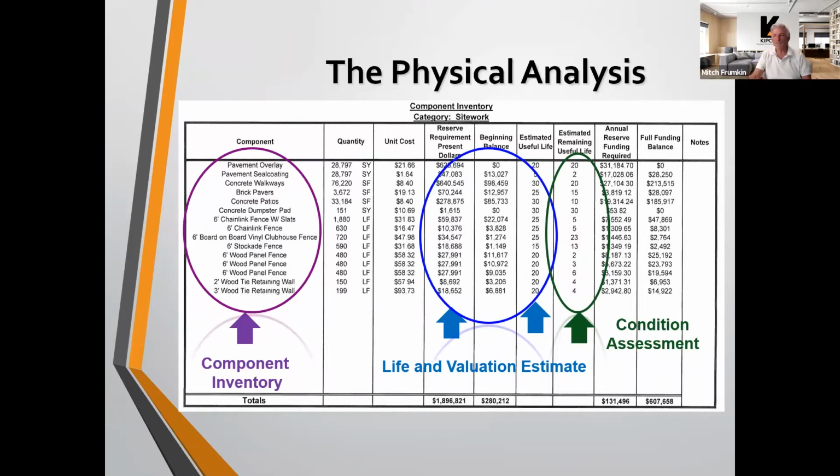What are the components? Second column is quantity. You have the components. How much of it is there? So for example, I'll use the roof, it isn't on here, so I can't use it as an example, but another common one is pavement. Here you have 28,797 square yards of pavement. How do you get that quantity? One of two ways. You either go out and measure it, or you have the drawings of the community and you measure it based on the drawings.